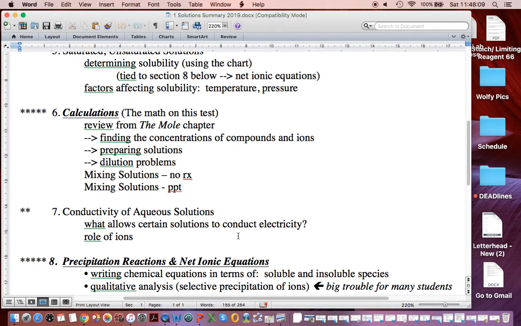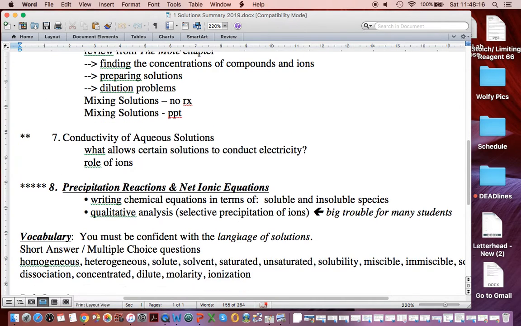Conductivity. Well, you should know about electrolytes. You should know what things can conduct electricity and what things can't. And we know for us to have an electrolyte, it has to be aqueous, it has to be ionic, and what allows it to complete the circuit are mobile ions. That's why we need ions in solution.